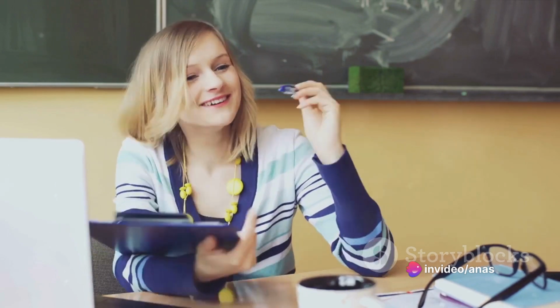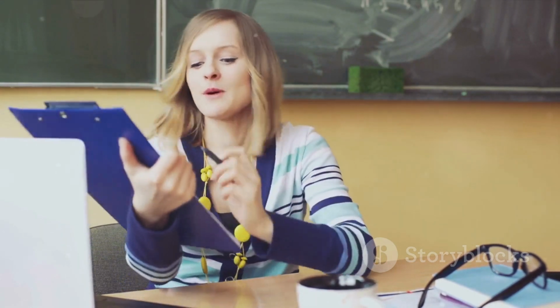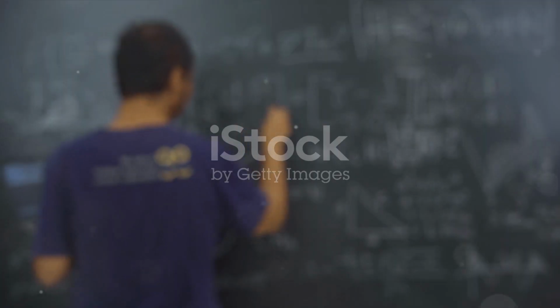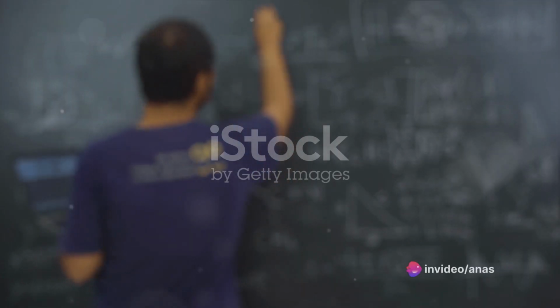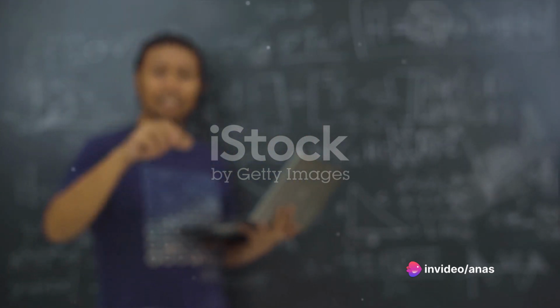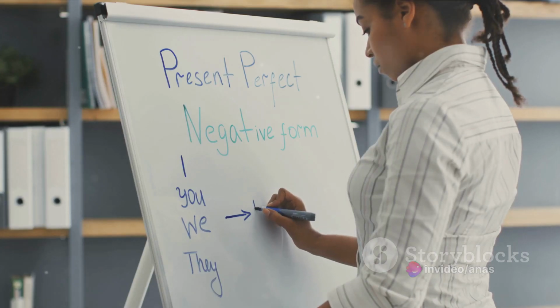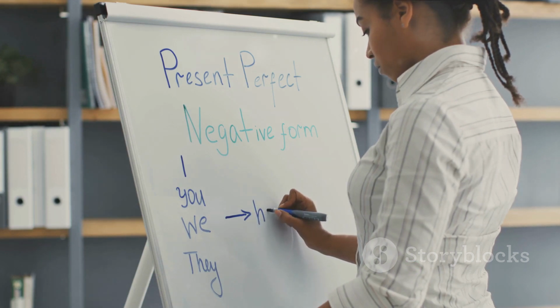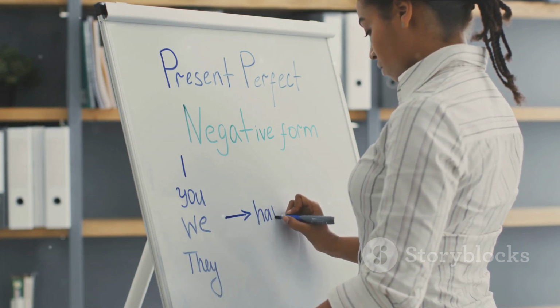In this role, have helps to form the perfect tense, which is used to indicate actions that are completed relative to the present, the past, or the future. For instance, if you say, "I have finished my work," you're using have to signal that the action of finishing your work is completed at the present moment. But wait, there's more. Have also moonlights as a way to indicate obligation or permission.